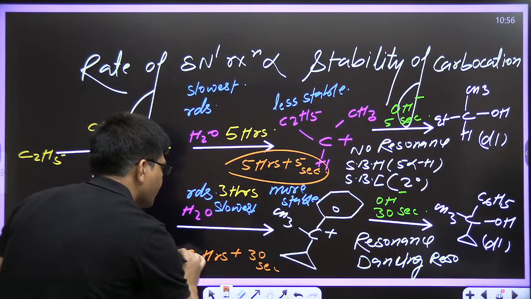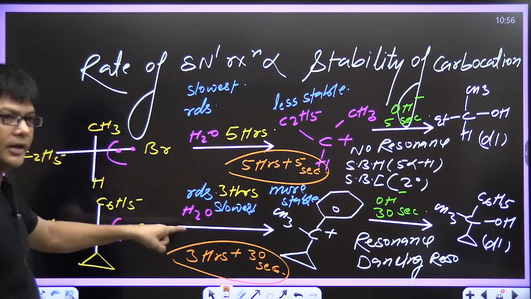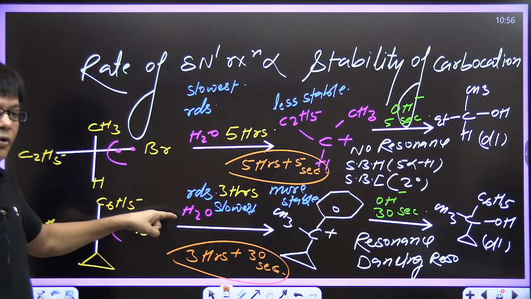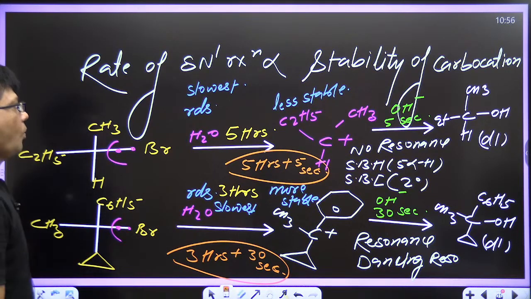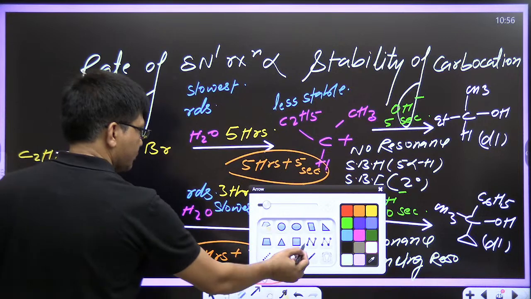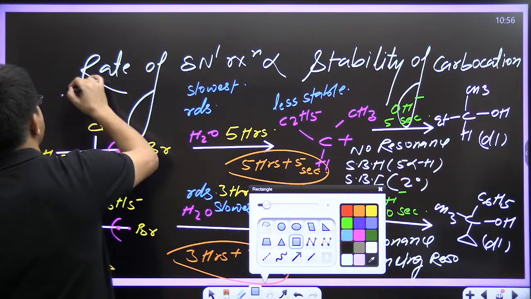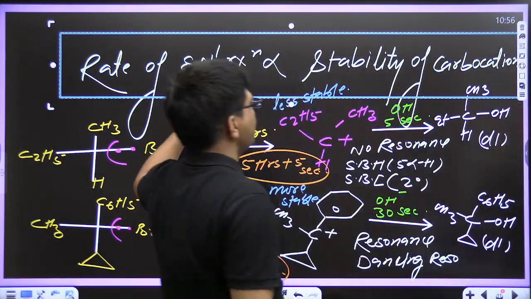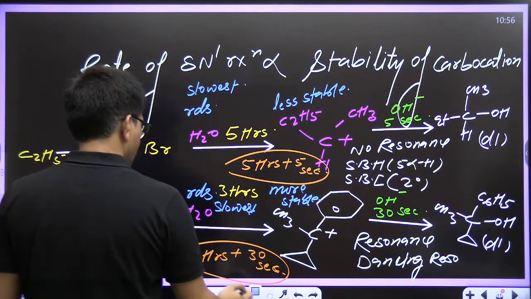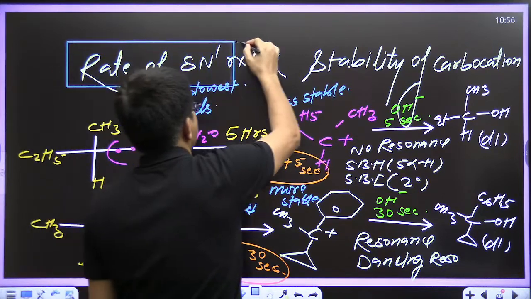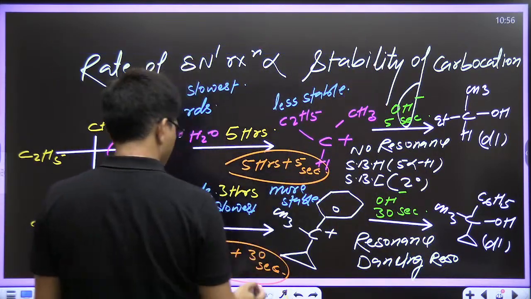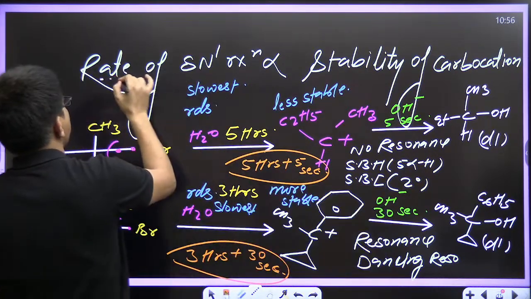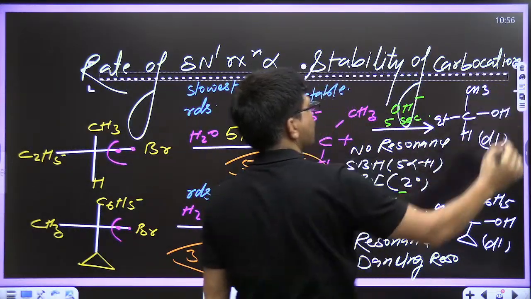Now 30 seconds and 5 seconds, they are negligible, and that's why the slowest step is always the rate determining step. Kids, are you able to understand why the slowest step? Akanksha Singh, good morning. Why is the slowest step the rate determining step? Kids, do let me know in the chat section that everyone is able to understand why the slowest step is the rate determining step, and that's why rate of reaction is directly proportional to the stability of carbocation. That's the reason why rate of reaction is directly proportional to the stability of carbocation.